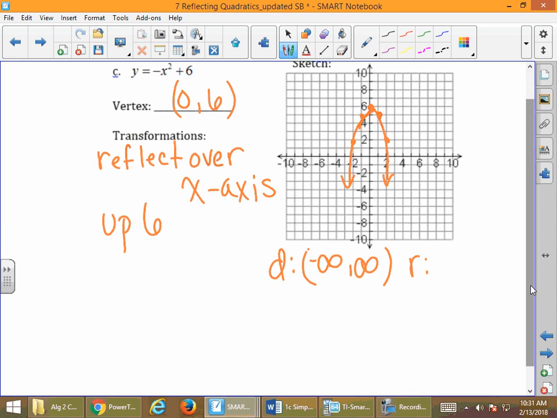When we're looking at the range, we're looking at the y values. And we ask ourselves, do we have a high point or do we have a low point on the graph? In this particular case, we have a high point on the graph. It's at 6, and then everything is below that. And when we write this in interval notation, it's going to be negative infinity to 6. Infinities always have a parenthesis. The 6 is on the graph, so we need that bracket. Again, graphing calculator can be helpful to you.